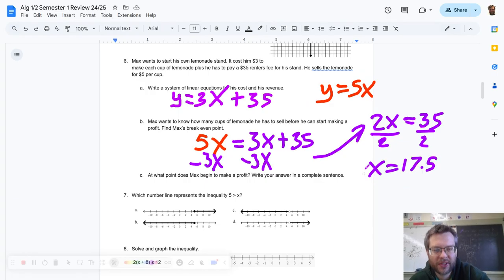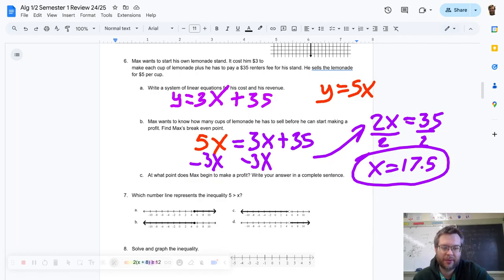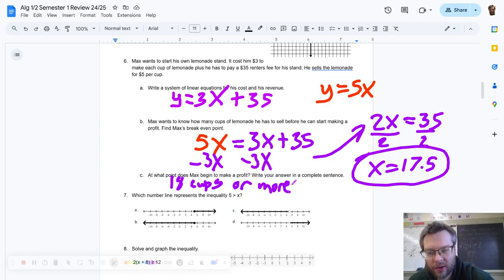So x is 17.5. What that means is if he sold 17.5 cups, he would make exactly $0 of profit. What that means is cup number 18 is the first one that starts making him profit. Cup number 17, he still loses a little bit of money. So we would say 18 cups or more is when he earns a profit.